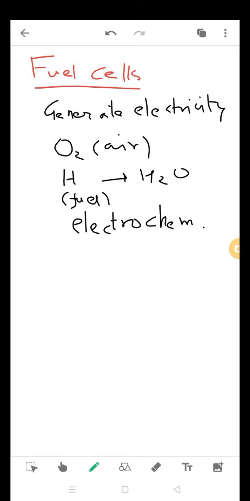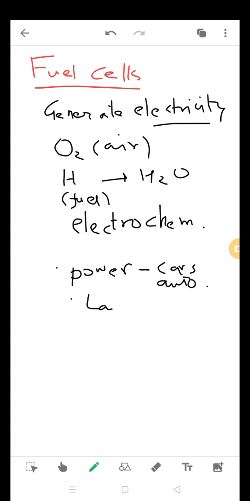Now, the electricity produced from fuel cells is used in many areas. They have got many applications. They are used in power cars, or automobiles, and they are also used to charge laptops, mobile phones, and other electronic gadgets.